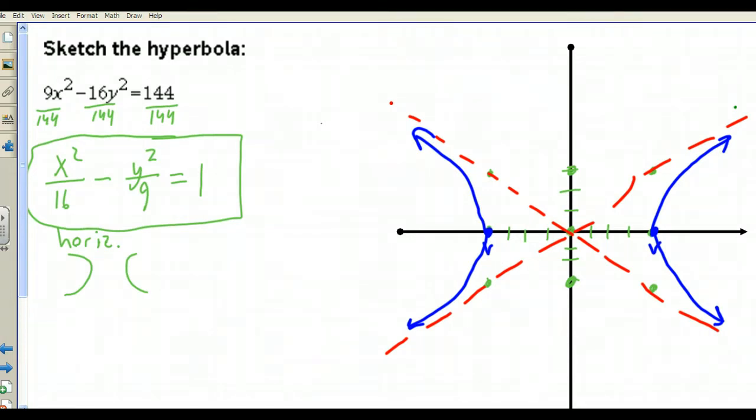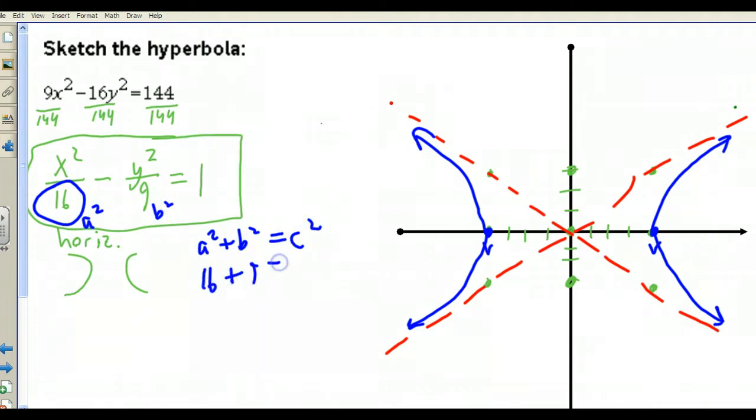Now if you want to add, and if I ask you, just put the foci points, so I have to find out what c is. I know that a squared plus b squared equals c squared. I know this is bigger. This is a squared. The reason I know that is a squared is always underneath the first term in a hyperbola. I know this is b squared. So I've got 16 plus 9 equals c squared. So 25 equals c squared. So c equals 5.